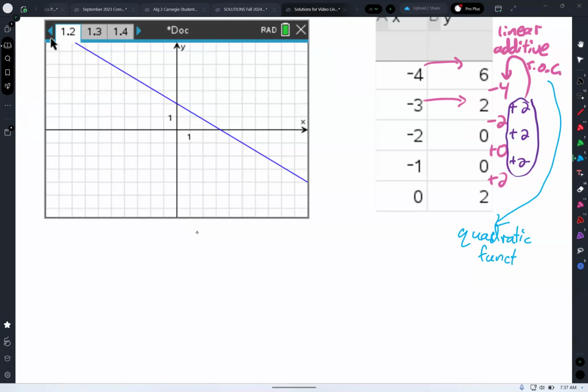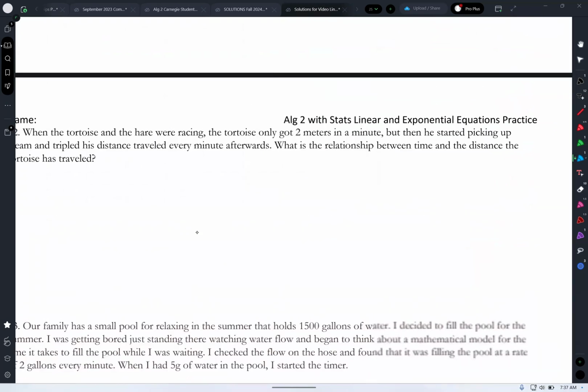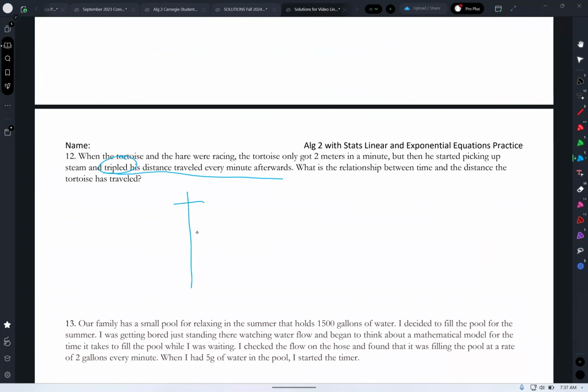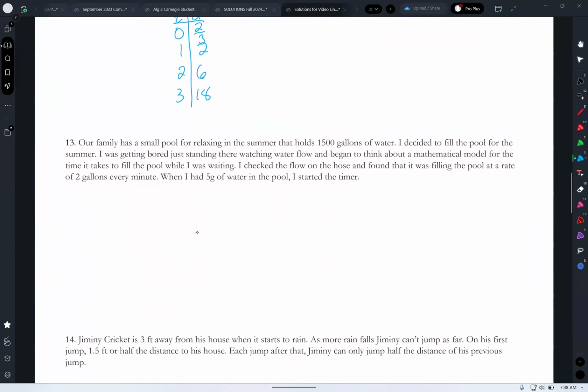We are going to learn in the next couple of days how to use these x-intercepts right here to write an equation. What I would point out with the rest of these down here is making a table can be very helpful. Tortoise only got 2 meters in a minute, but then started to pick up steam and tripled his distance every minute, repeatedly multiplying by 3. Okay, and so we can make a table, time, distance, 1 minute in, he's got 2 meters, 2 minutes in, 6, 3 meters in, 18, and I still need my y-intercept, so I've got to go backwards and it'd be 2/3. You can make an equation off of that, right? 2/3 times 3 to the x.